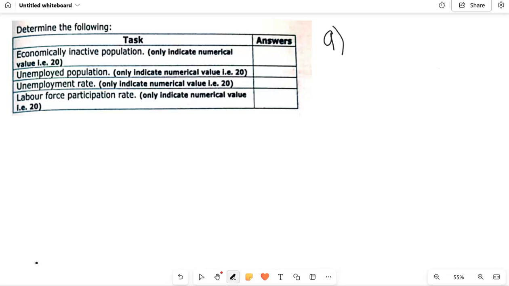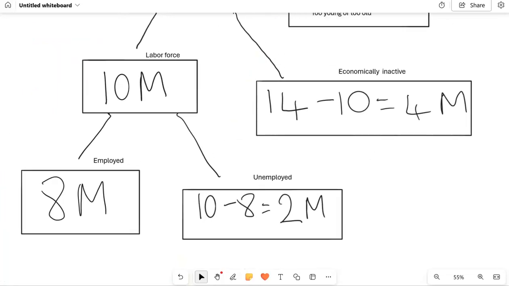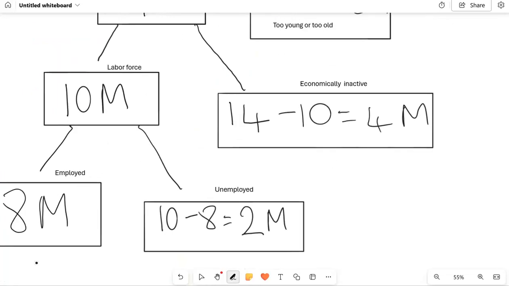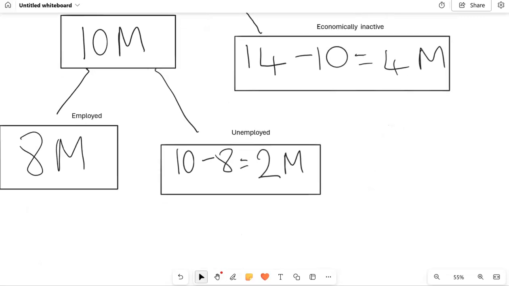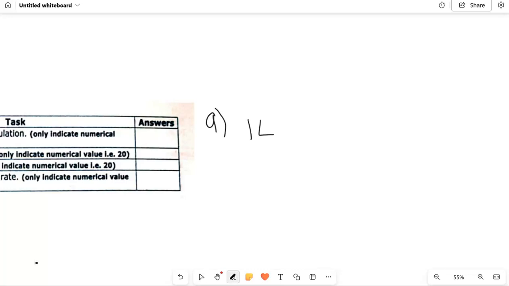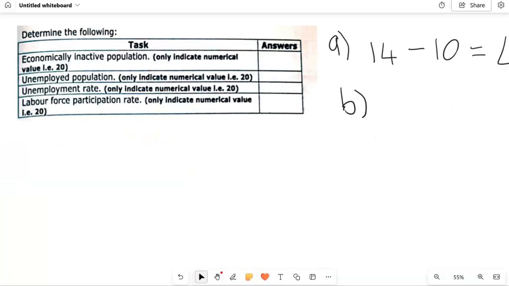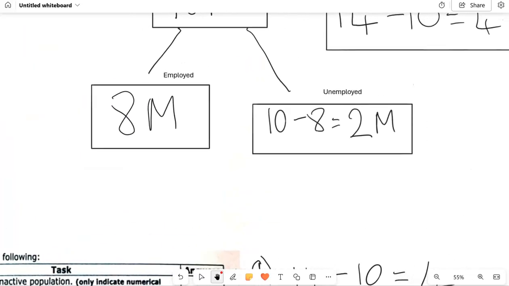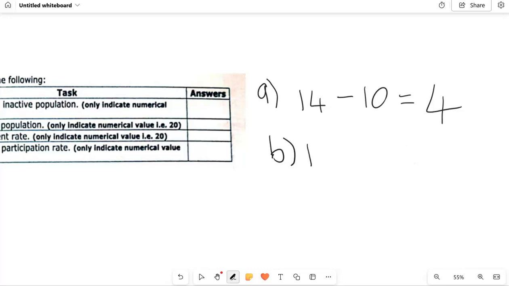For number A here, they want us to calculate the economically inactive population. If you go back to your graph, you will realize that we did calculate the economically inactive, and the calculation is 14 minus 10, and our answer there was 4. For number B, they want us to calculate the unemployed population. If we go back to our graph, we did calculate the unemployed population, which is 10 minus 8, and our answer is 2.